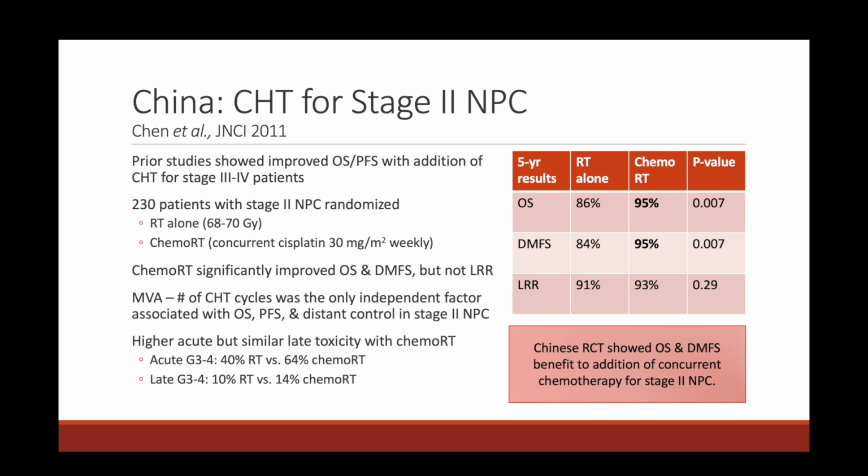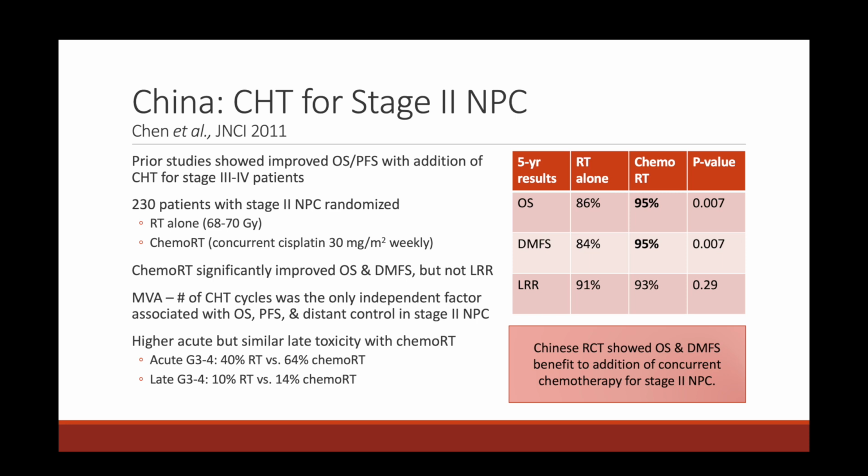So they took about 230 patients and randomized them to radiation alone or concurrent chemoradiation. And what they found is that chemoradiation significantly improved the overall survival and the distant metastasis-free survival, both by around 10%, but they did not improve the local regional recurrence. So the local regional recurrence was just around 92% in both arms, but the overall survival improved by 10% from 86% up to 95%. Distant metastasis-free survival also improved by about 10% from 84% up to 95%.